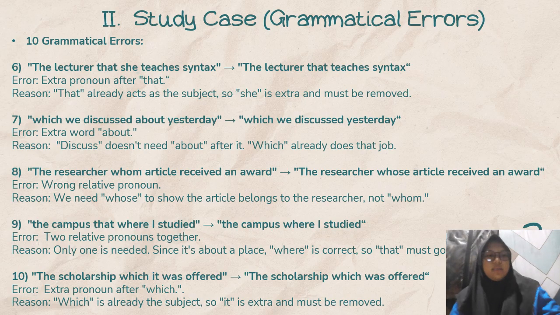Eight, the researcher whom article received an award. It should be the researcher whose article received an award. It's wrong relative pronoun, and the reason is we need whose to show the article belongs to the researcher, not whom.